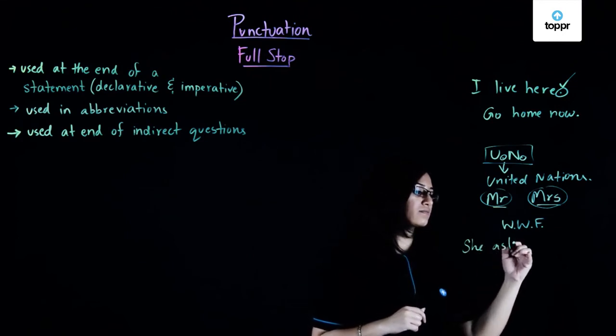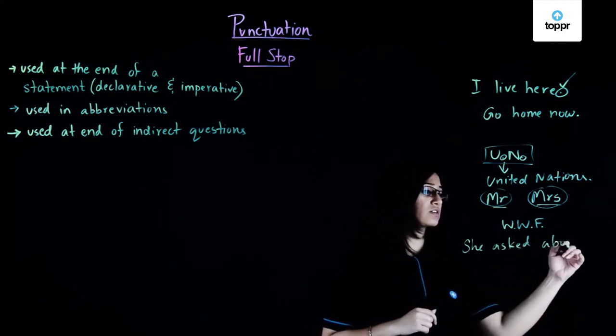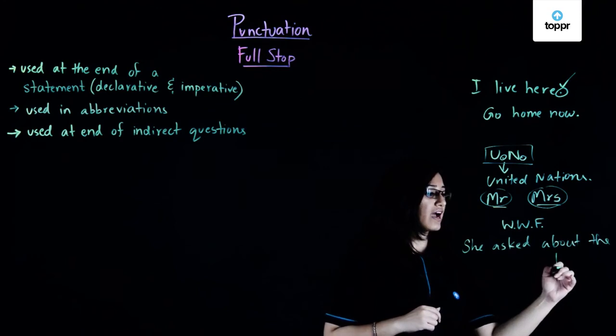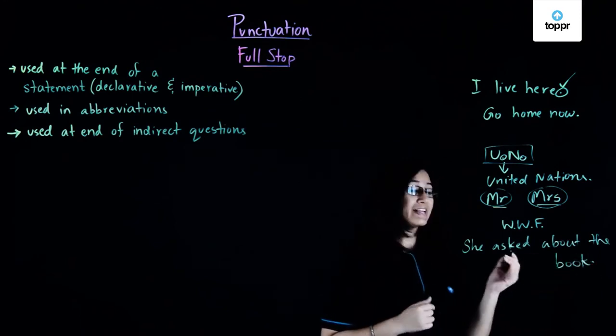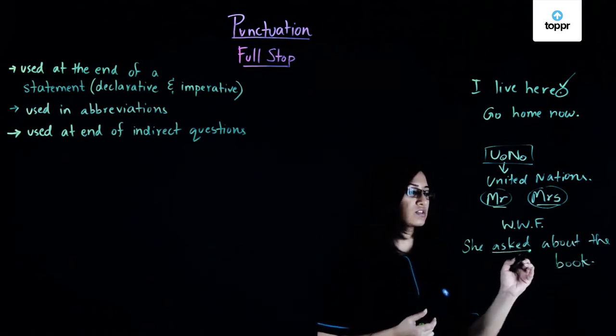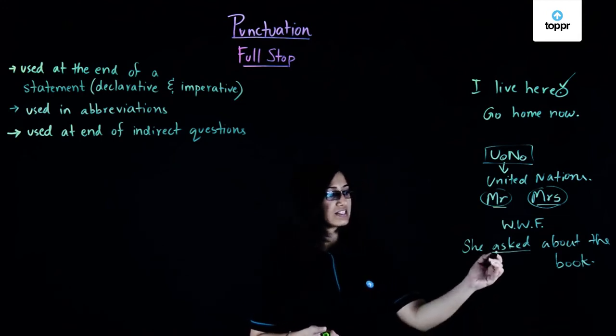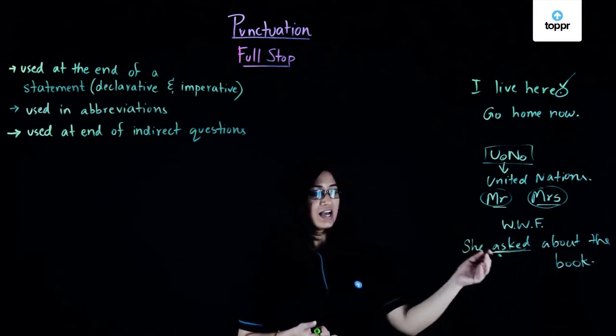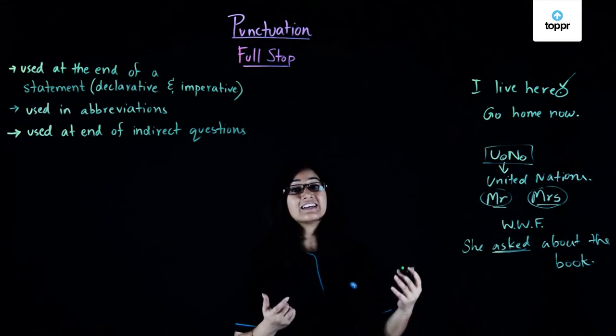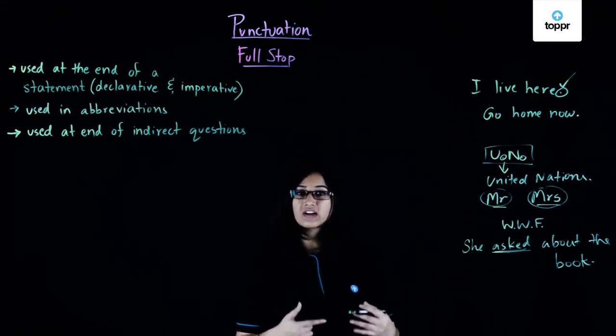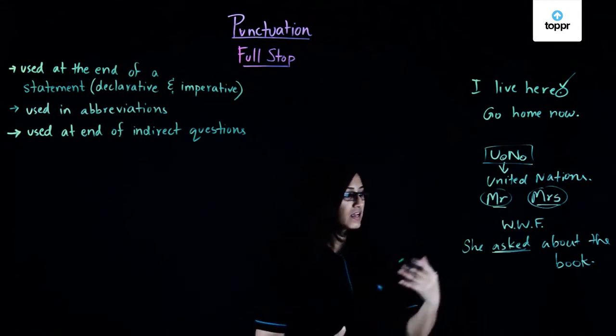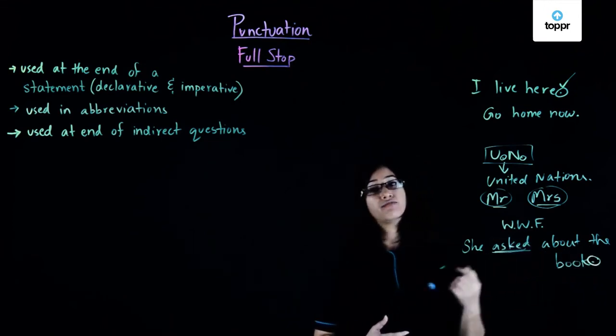"She asked about the book." So here I know this is an indirect question because I am using the word asked. But if I say she asked about the book, it becomes an indirect question and therefore it is considered a statement. And I will end that with a full stop.